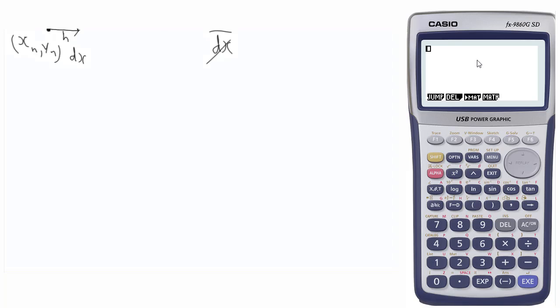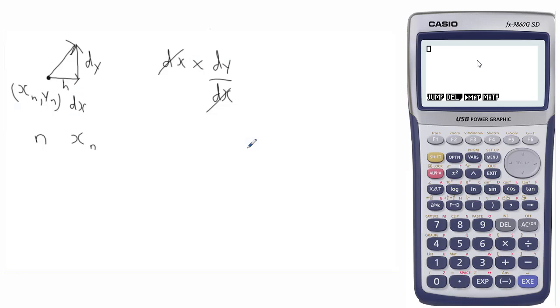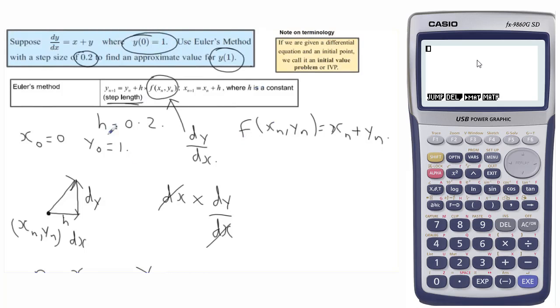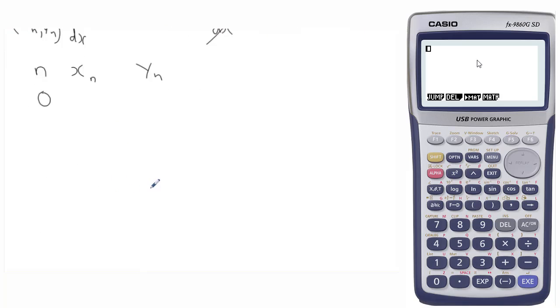So if we set up a little table, we could have n, x n and y n. If we start with the initial conditions, which are x0, y0, so n is 0, we were told that y0 equals 1, so x0 is 0, y0 is 1. So that's 0 and 1. Just going to make a little table here.